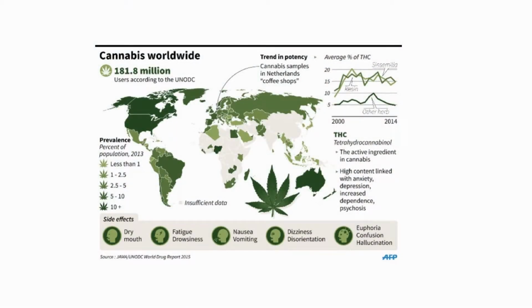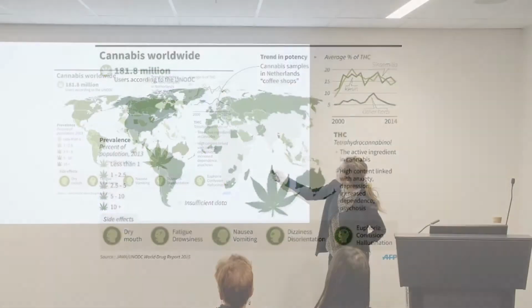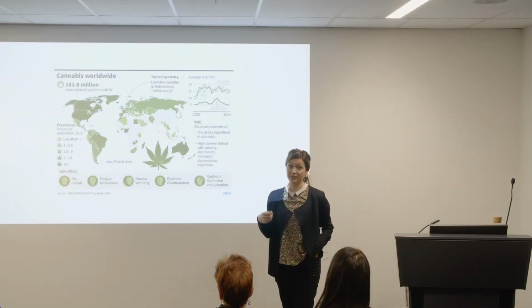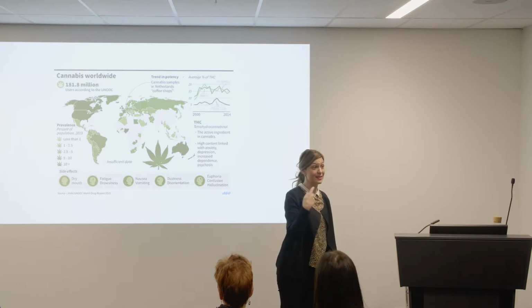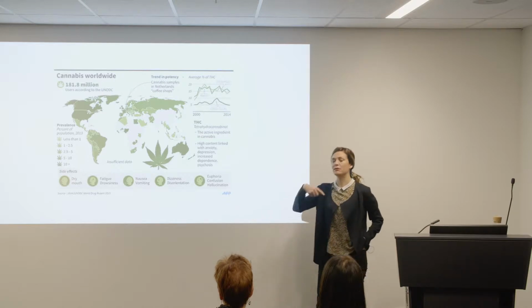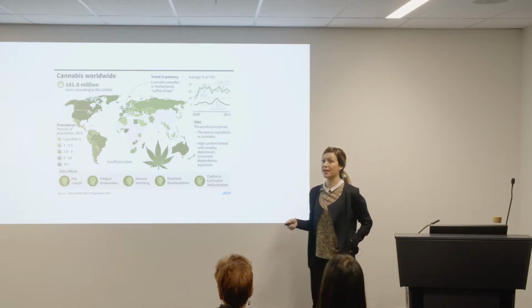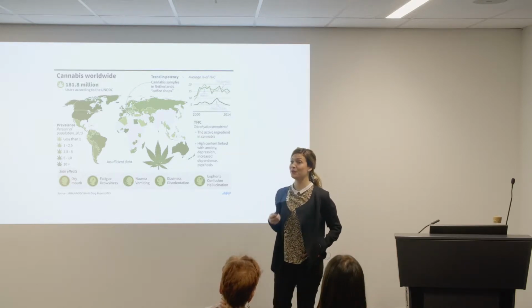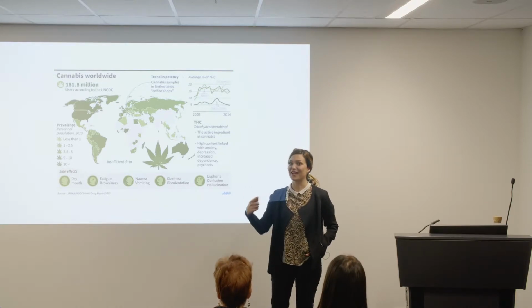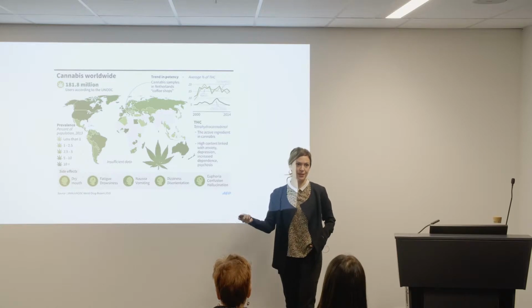Something that is of interest as well is that it seems like between 2000 and 2014, the potency of cannabis products seems to have increased. So it means that street cannabis that is available now seems to be more potent than the street cannabis that was available 10 years ago, for instance. And it's still not very well known what the consequences are of having cannabis products that are more potent on the street.